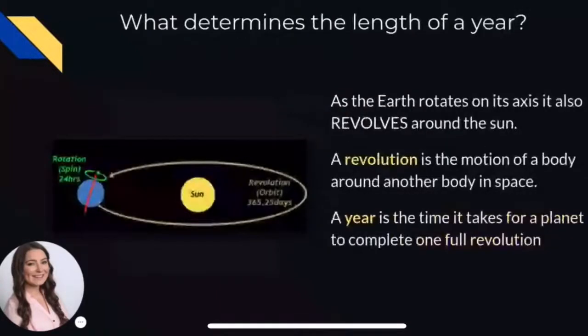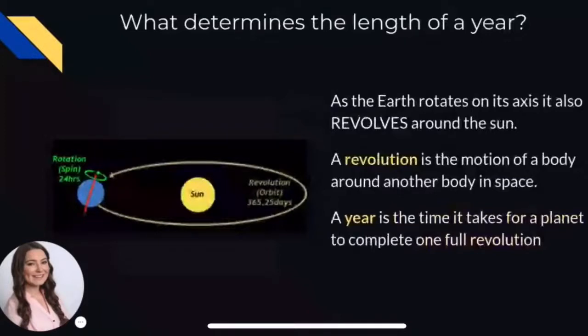Next, what determines the length of a year? As the Earth rotates on its axis, it also revolves around the sun. A revolution is the motion of a body around another body in space. So a year is the time it takes for a planet to complete one full revolution. In our case, that is one revolution around the sun.